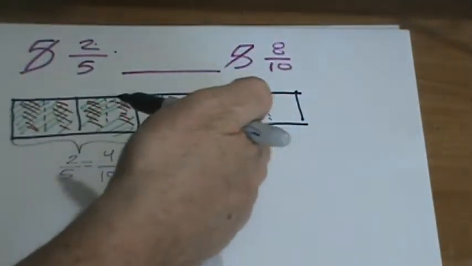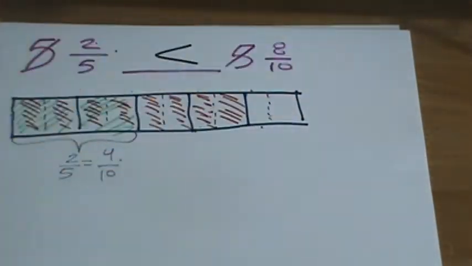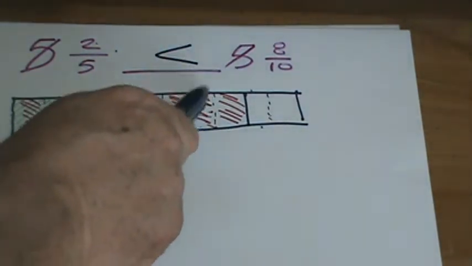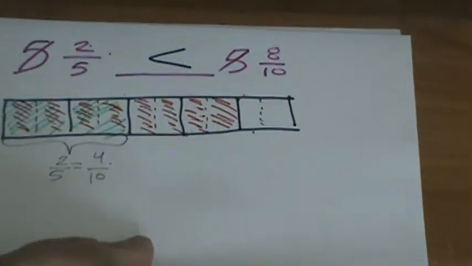Pretty significant amount. So Andy the alligator will eat the larger number, which is 5 and 8 tenths. Okay, let's continue on.